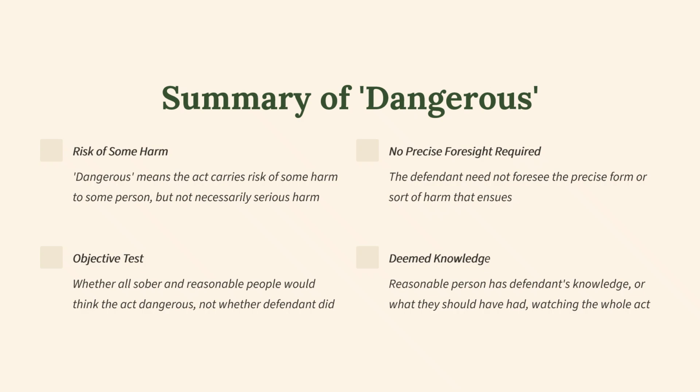So as a summary of dangerousness, the risk of some harm: dangerousness means the act carries a risk of some harm to some person, but not necessarily serious harm. There's no precise foresight required. The defendant need not foresee the precise form or sort of harm that ensues. It's an objective test of whether all sober and reasonable people would think the act dangerous, not whether the defendant did. And when it comes to deemed knowledge, a reasonable person has the defendant's knowledge or what they should have had watching the whole act.